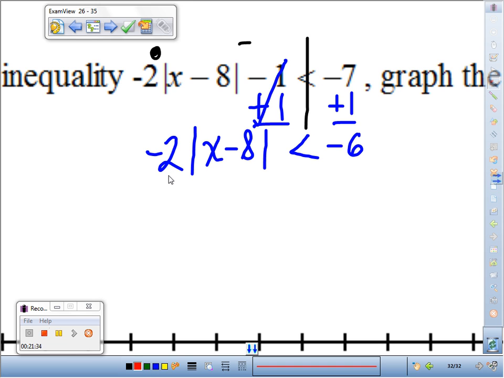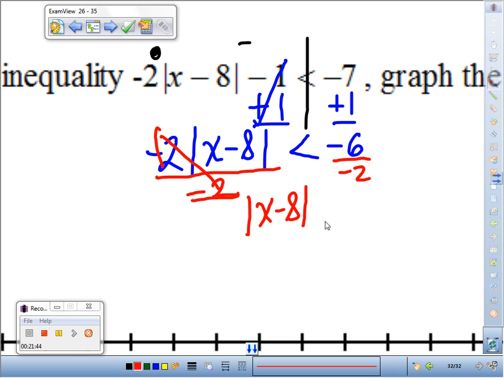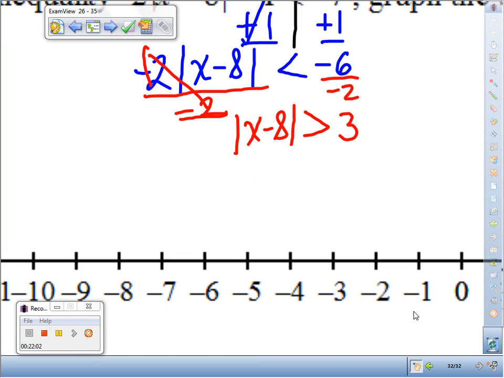Now we get rid of the negative 2. If it's multiplying, we need to divide by negative 2. Divide by negative 2. We're left with absolute value x minus 8. And didn't we just divide by a negative? What happens to the symbol? It flips. Don't forget that. Make sure you make a note of it for yourself. So this becomes a positive 3. Are we there so far?